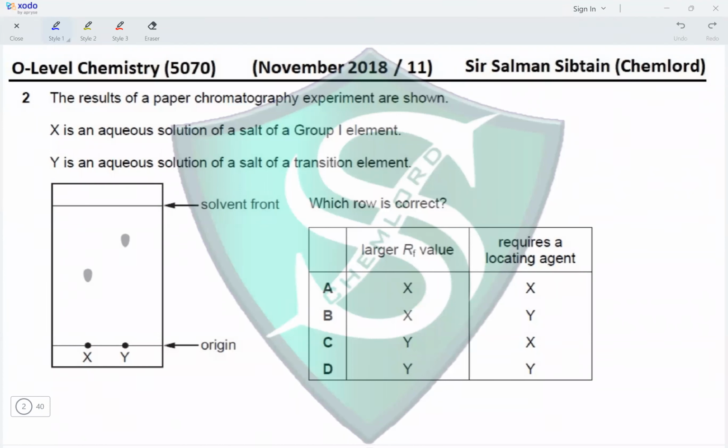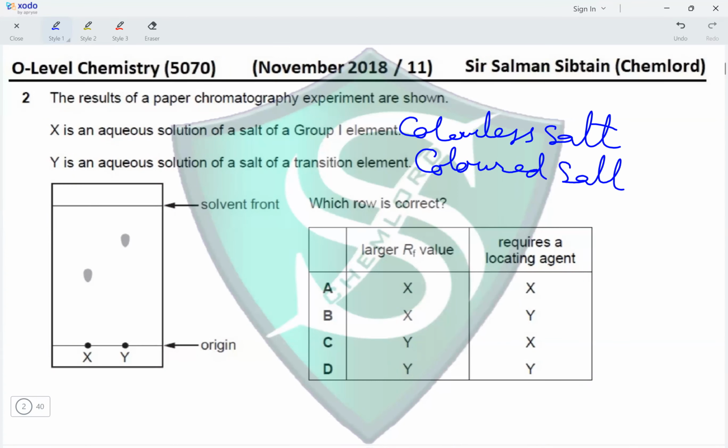Question 2. The results of a paper chromatography experiment are shown. X is an aqueous solution of a salt of a group 1 element and Y is an aqueous solution of a salt of a transition element. So the difference would be that X would be a colorless salt, or in the solid state it would be white, and Y would be a colored salt. Why is an aqueous solution of a salt of a transition element colored?